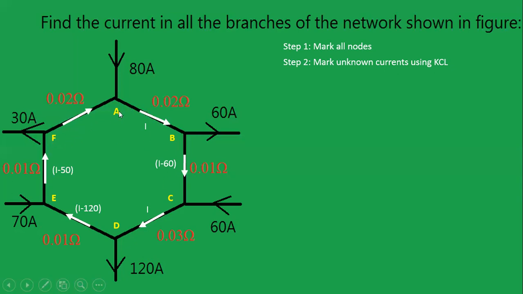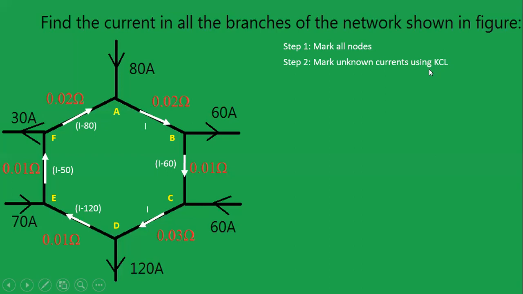Current flowing from F to A can be found using KCL at node F. I minus 50 amperes is incoming current and 30 amperes is outgoing. Similarly, current from F to A is outgoing current at this node F. So I minus 50 minus 30 amperes will give us I minus 80 amperes. So what we have done, we have written all the 6 unknown currents in terms of I. This is where we apply the KCL, or Kirchhoff's current law.